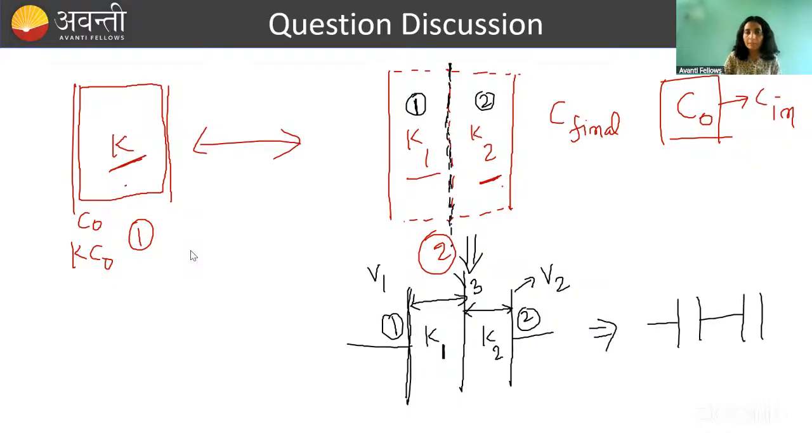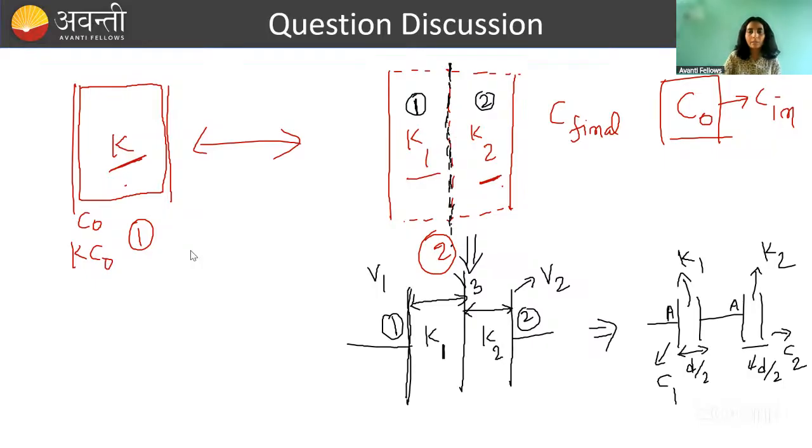There are two capacitors, one having dielectric K1, another having dielectric K2. Here the distance between the plates is d by 2. Here the distance between the plates is also d by 2. The area of the plate remains the same as the original one, that is A. So what is the capacitance of this first capacitor? Let's say this is C1, and this is C2. So what will the values of C1 and C2 be?